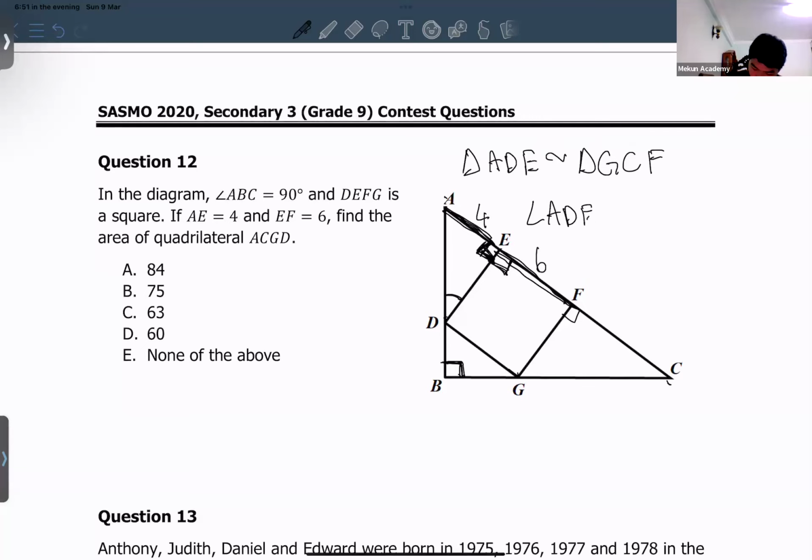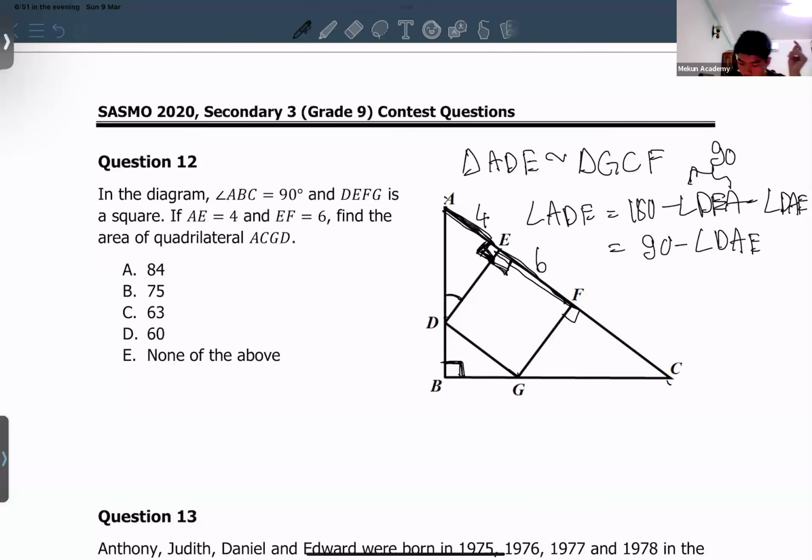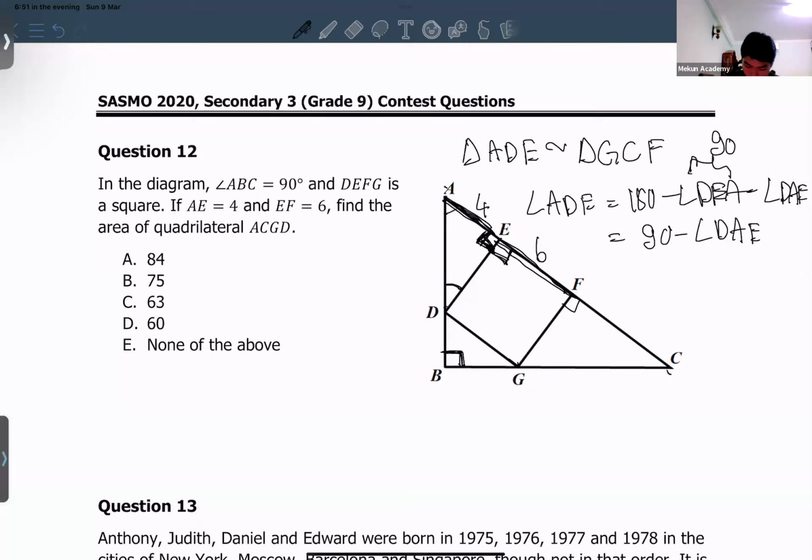So angle ADE equals 180 minus angle DEA minus angle DAE. But angle DEA equals 90 because it's the same sign as a square, so you're left with 90 minus angle DAE. Angle DAE is also the same angle as angle BAC. So you can substitute BAC inside, and you'll get 90 minus angle BAC.